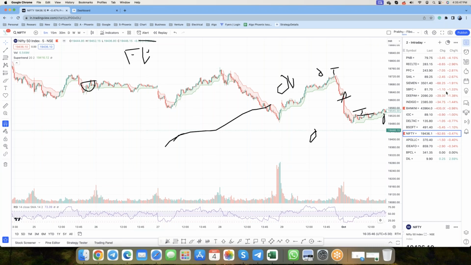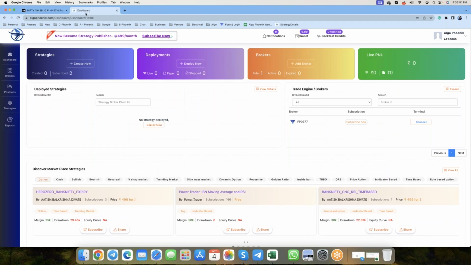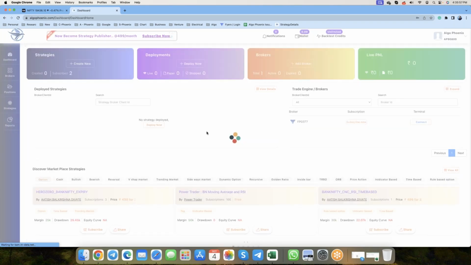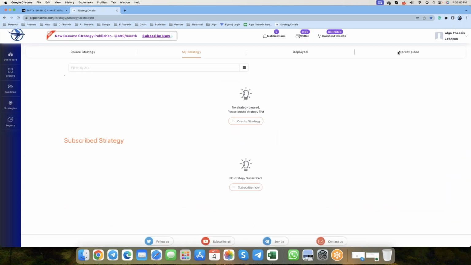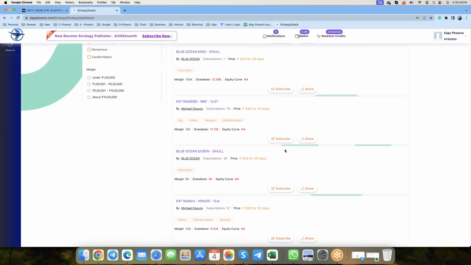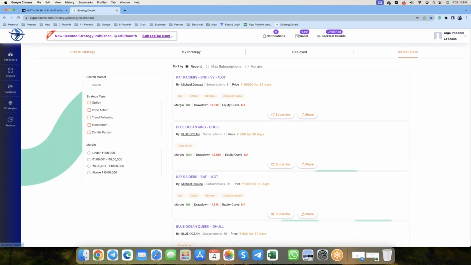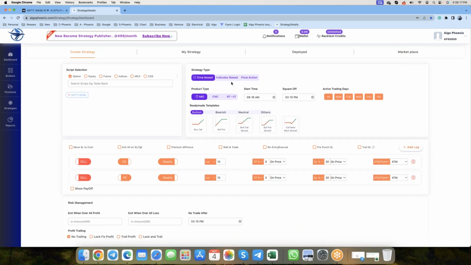Now, how do we code this? How do we backtest this is what we want to test now. We'll try Nifty or BankNifty, anything is fine. So I'm just going to the platform and I'm saying create. I'm not checking the strategies which have already been published in the marketplace. I don't want to subscribe to any of these things. I would like to create my own strategy. Now, create strategy, and I will say maybe Nifty Bank, and I will go based on indicator.